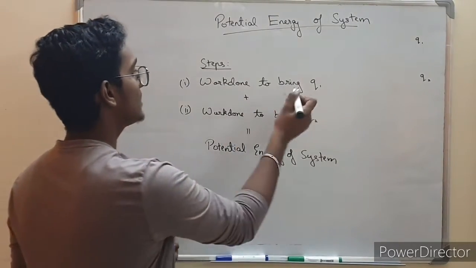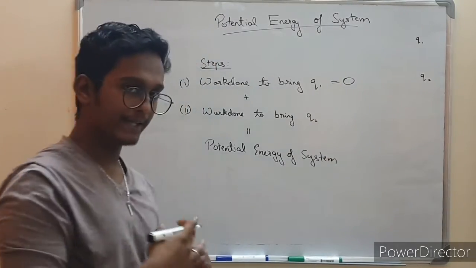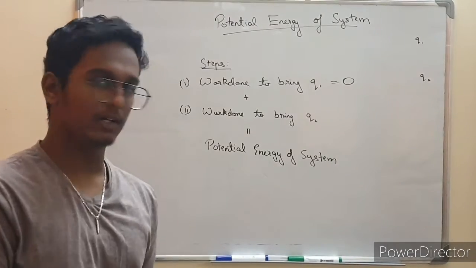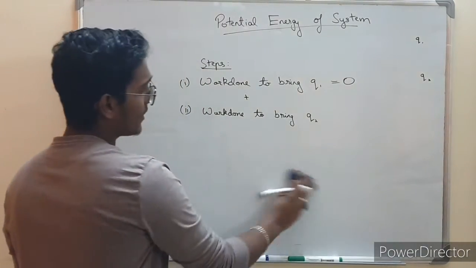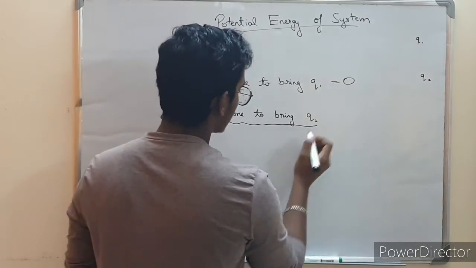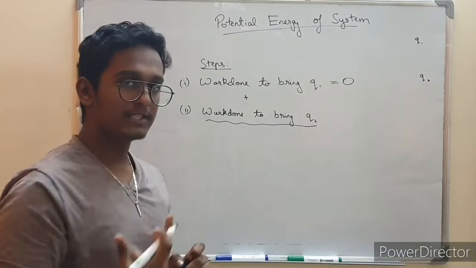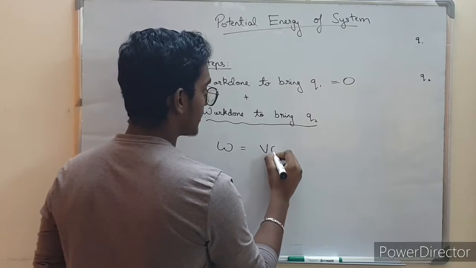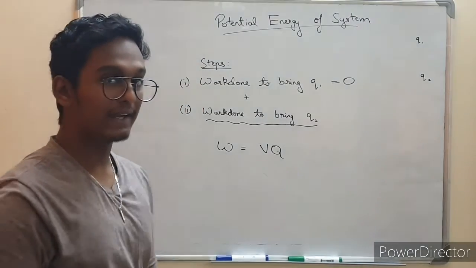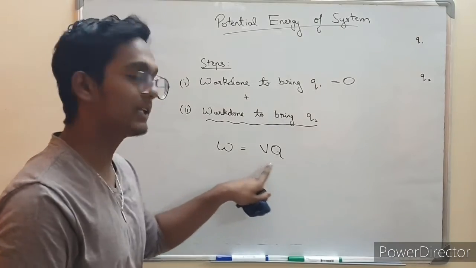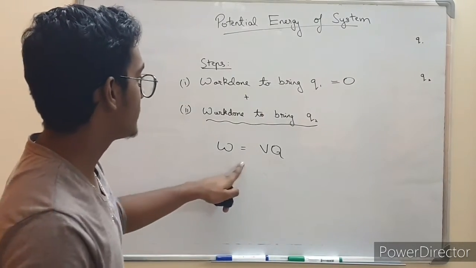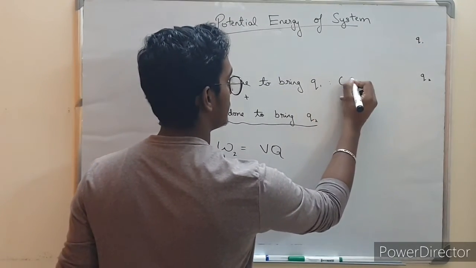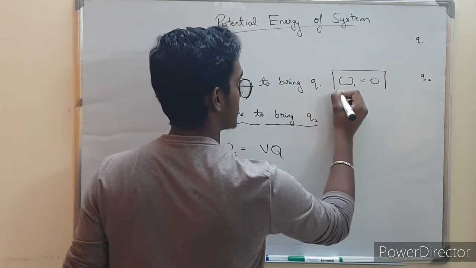So let's calculate. Work done to bring Q1 we found out to be 0 because there exists no force to oppose. But work done due to Q2 exists. What is this work done? So let's try to calculate the work done due to Q2. So let's see what is the first step. We can use the formula that work done equals VQ, which is what you learned in grade 10, that work done is the potential times the charge. So what is the potential? So the work done to bring Q2, I write it as work done 2, and this is work done 1 equals 0. This is the first result.